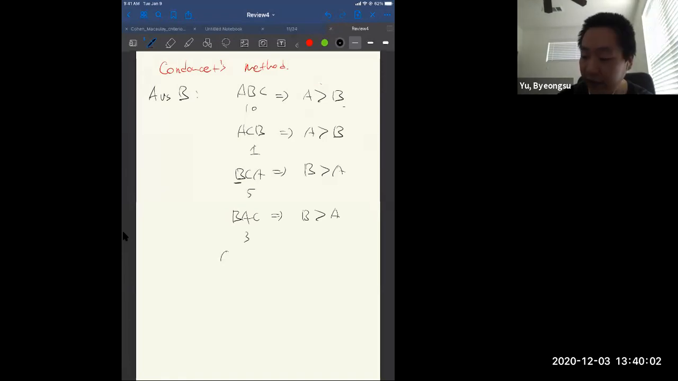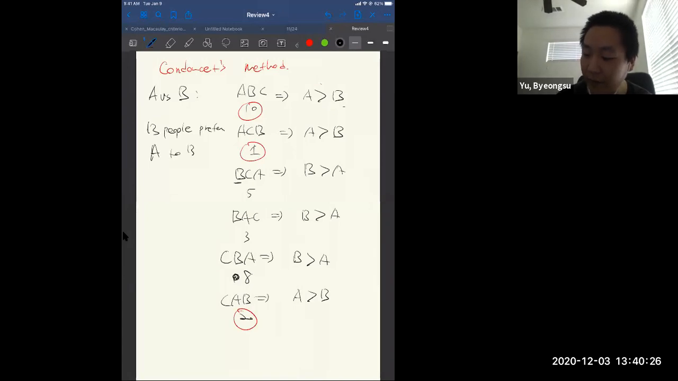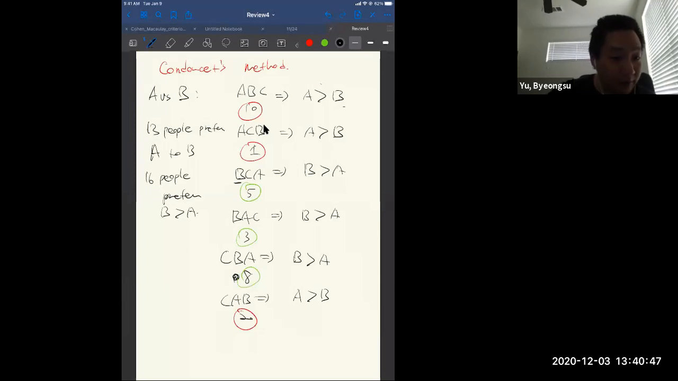And people in the CBA also prefer B to A, and people in the CAB prefer A to B. Right? So in this case, 10, 11, 13, so 13 people prefer A to B, but 5, 3, 8, and 16 people prefer B to A, right? So the answer for the third question, votes for A greater than B is 13, but votes for B greater than A is 16. So it means that B actually wins over A, right?